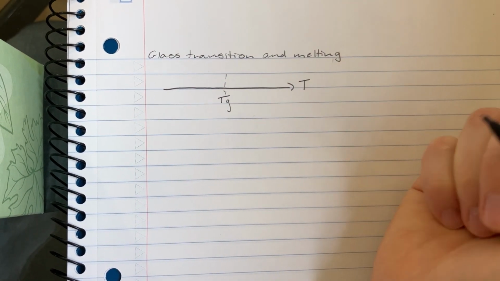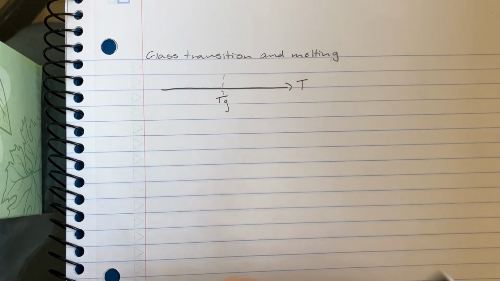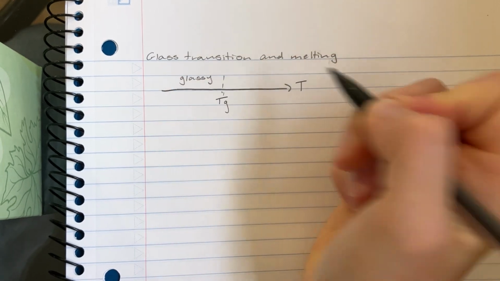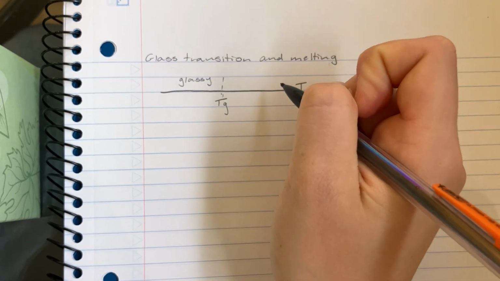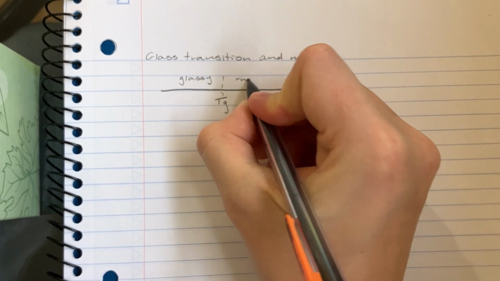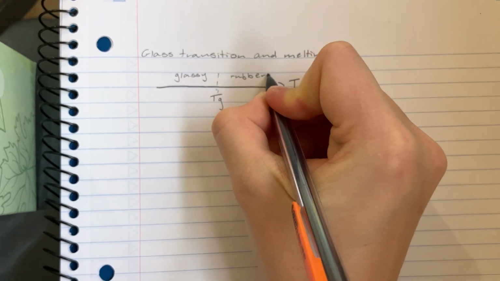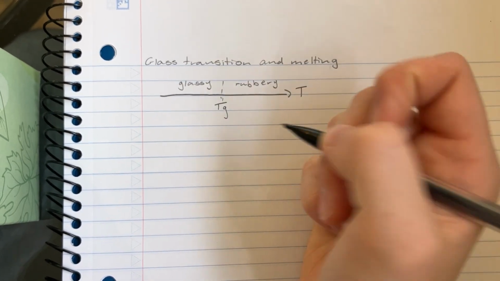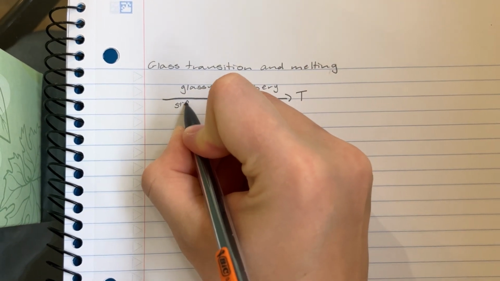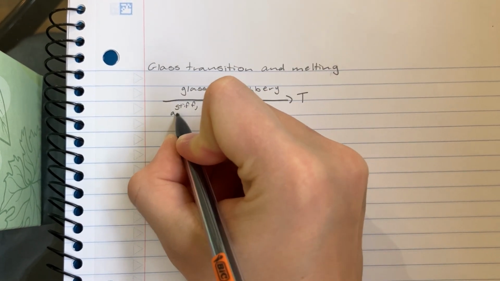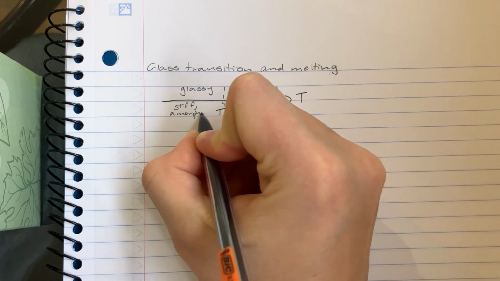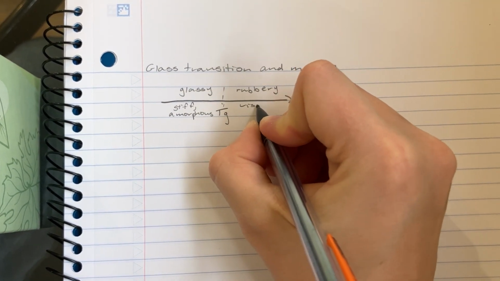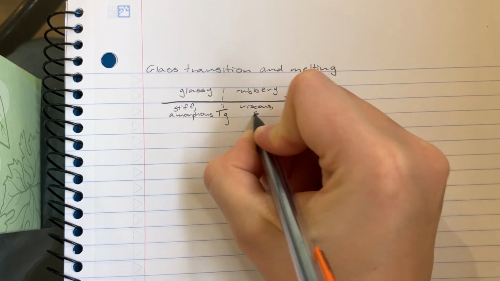At temperatures below this glass transition temperature, the polymer is glassy, and once the temperature is above this glass transition temperature, it is rubbery. In the glassy region, this means that the polymer is stiff and amorphous. And in the rubbery region, this means that the polymer is viscous and soft.